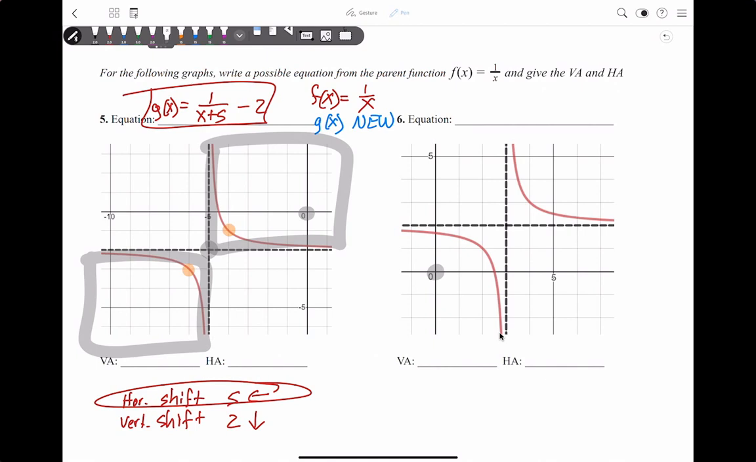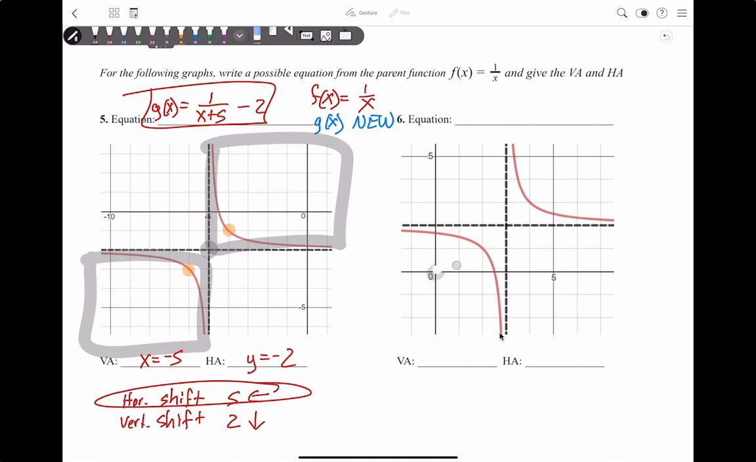Okay? So all this shifting showed that no transformations that were stretches or compressions existed. Okay, so the new vertical asymptote is going to be at x is equal to -5, and the new horizontal asymptote is going to be at y is equal to -2. Let's do this over here.